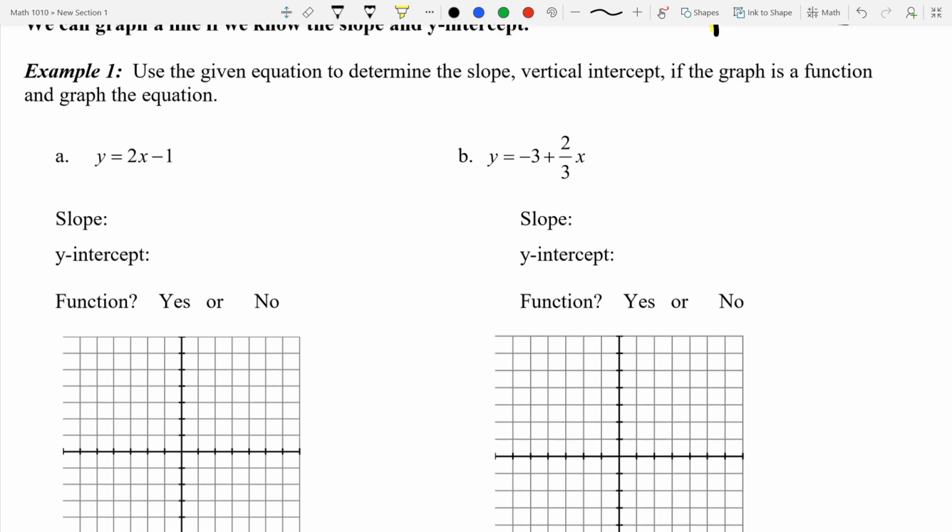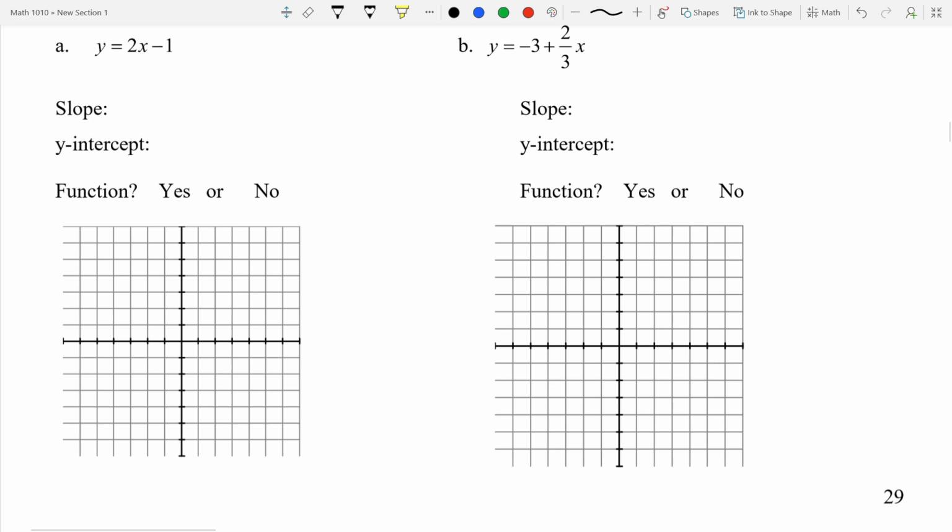Okay, question 1. Use the given information to find the slope, the vertical intercept, and decide whether or not it's a function, and then to graph it. Right underneath that, I want everybody to write y equals mx plus b. Now, m is the slope, and it's supposed to be a fraction. So in the equation, I'm going to put 2/1.